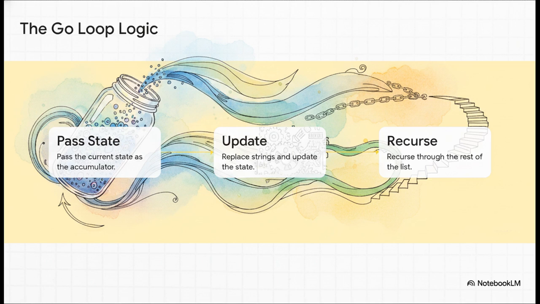Step 1, you pass in the current state, which basically acts as your accumulator. Step 2, inside the loop, using a simple let binding, you perform your text replacements and update that state. And step 3, you recurse. You call the go function again with the newly updated state and the rest of the list. It accomplishes the exact same strict evaluation as foldl prime, preventing the memory leak, but it lays the steps out super clearly, line by line.